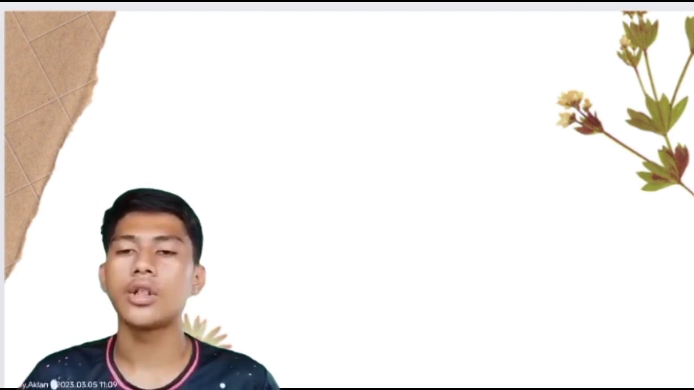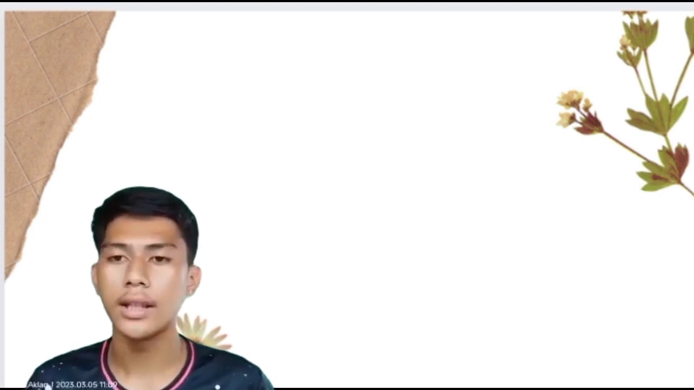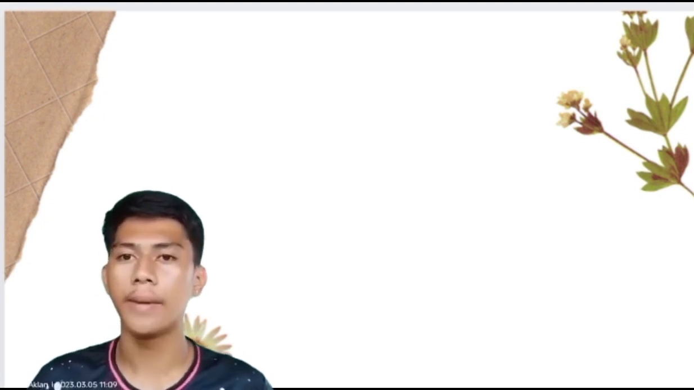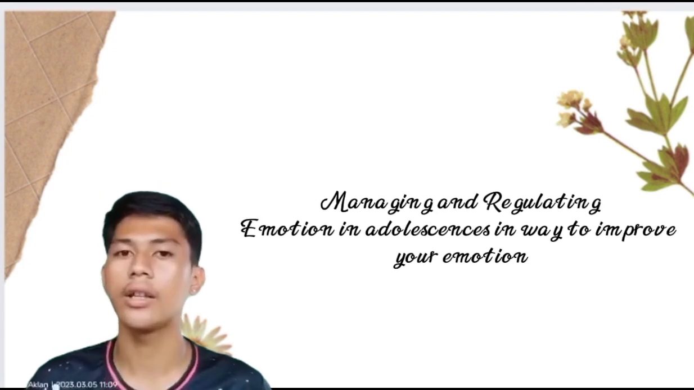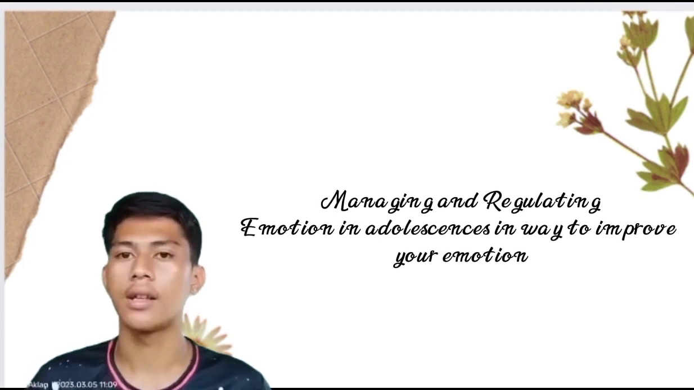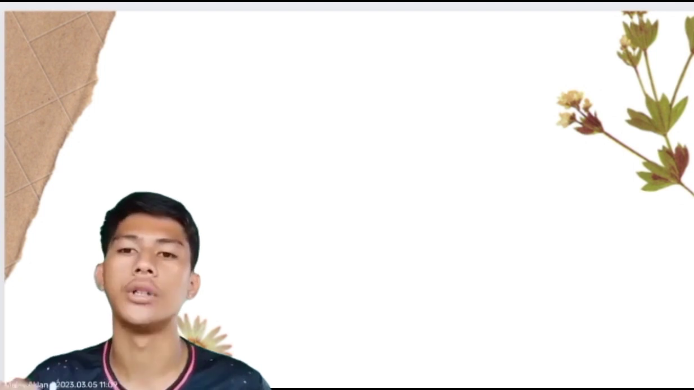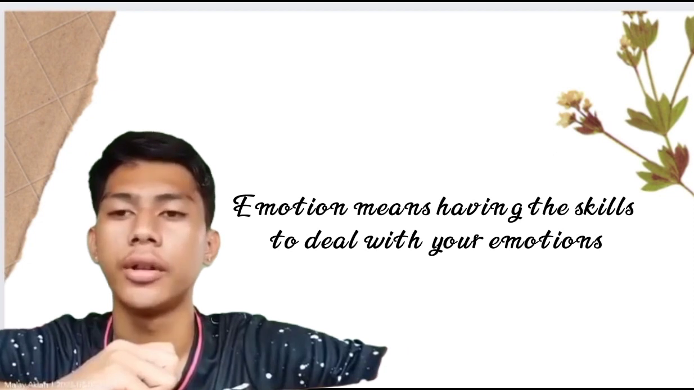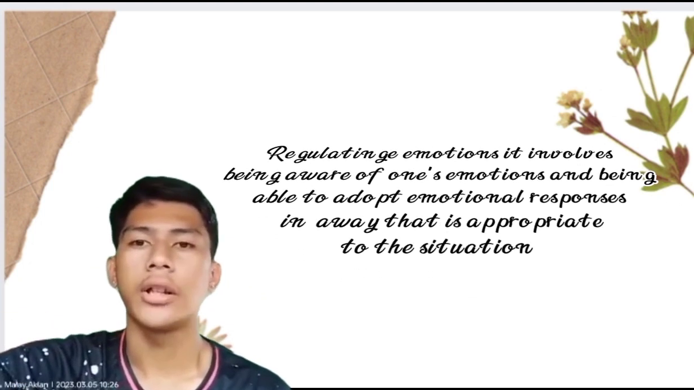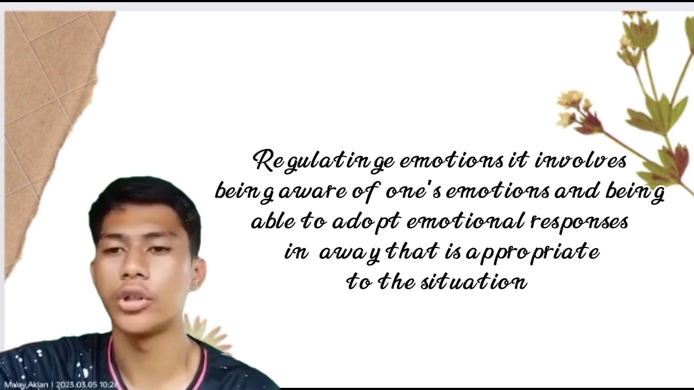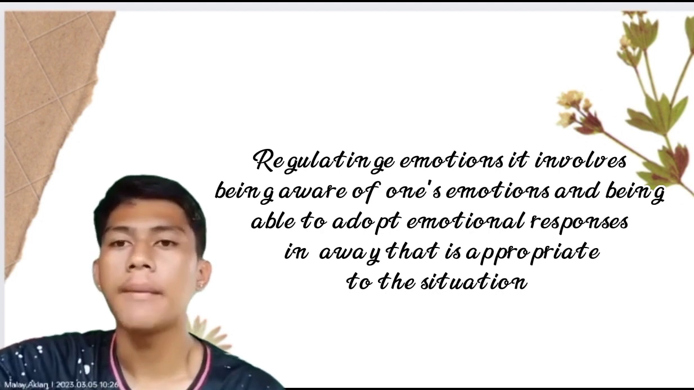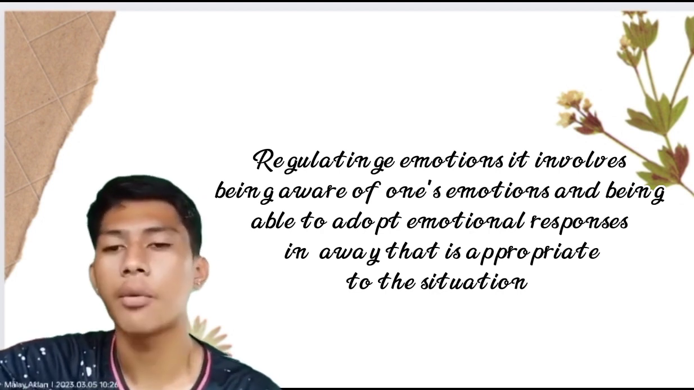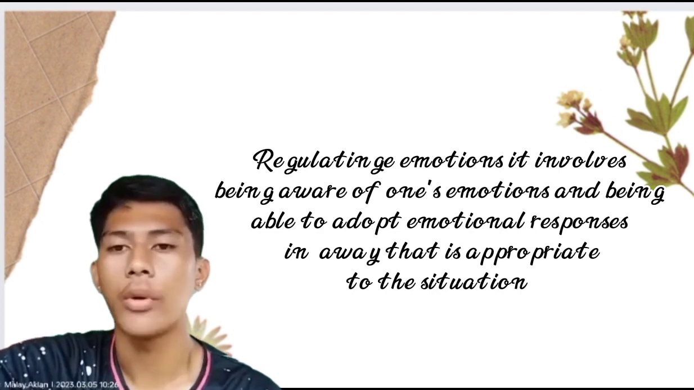Good day, I am John Kirk Bautista from BSHM 1C. Today I'm going to share with you the meaning of managing and regulating emotion in adolescence and ways to improve your emotion regulation. Managing emotion means having the skills to deal with your emotions before they become overwhelming and stop you from taking positive action. Regulating emotion involves being aware of one's emotion and being able to adapt emotional response in a way that is appropriate to the situation.